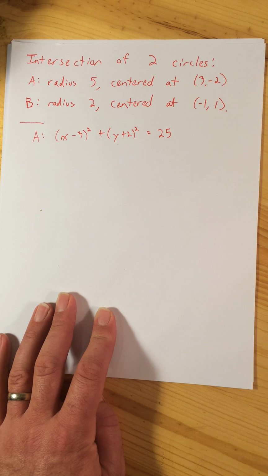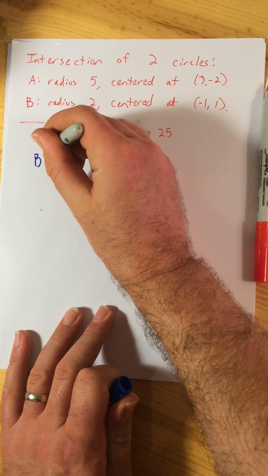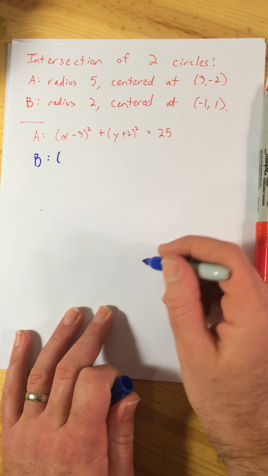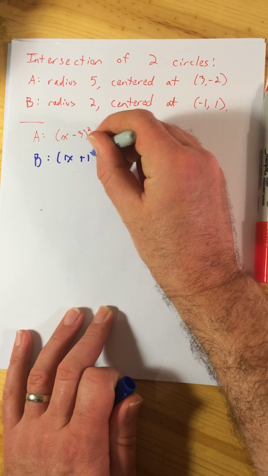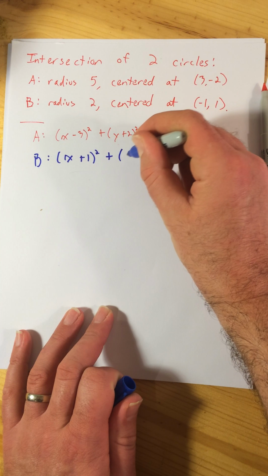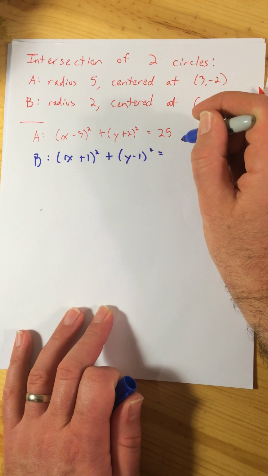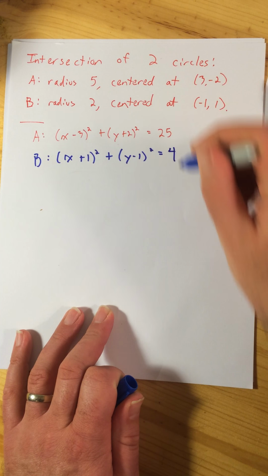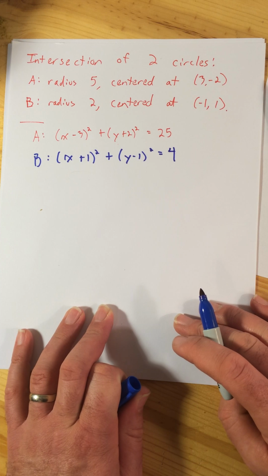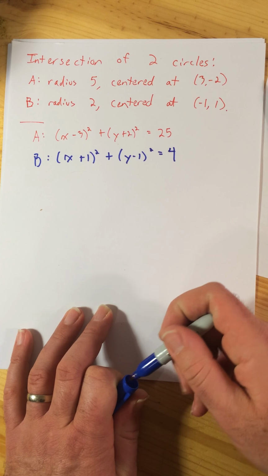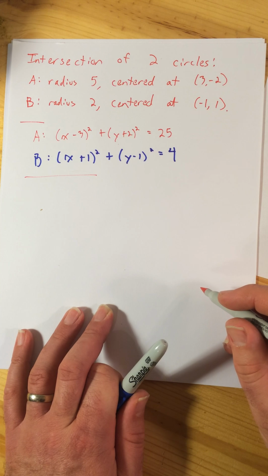Alright. B, the equation for that is going to be (x + 1)² + (y - 1)² equals, what was the radius? 2. So it's going to be 4. Alright. So we've got two different circles here. The key here is expand both of these out as far as they'll go, collect like terms, and see if you can figure out a way to cancel part of that out.